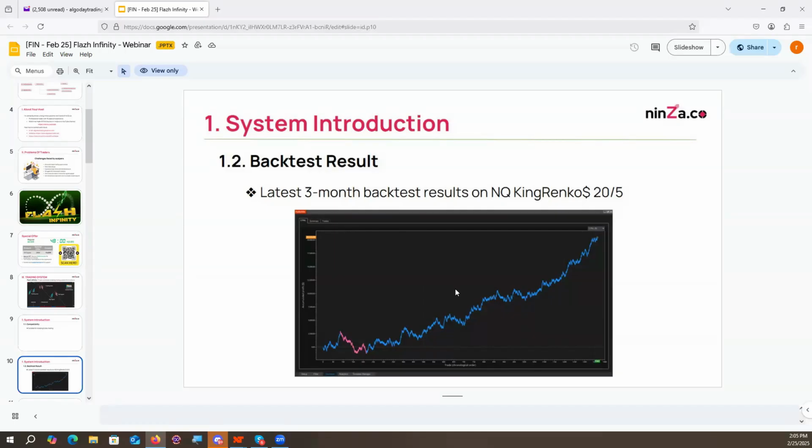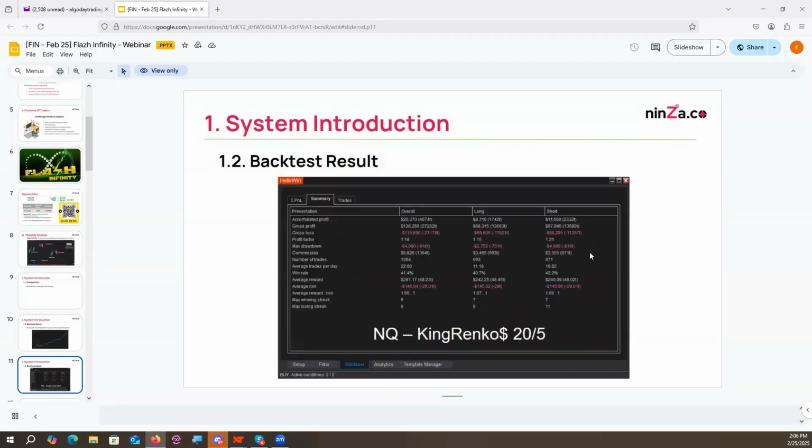The King Renko bars actually start and finish where you see them, and so you can backtest them. This is the result on a 25. I also used a 25. You're going to see it in today's charts. The Nasdaq on a 25 King Renko, and you're going to see all the trades. So this is the results.